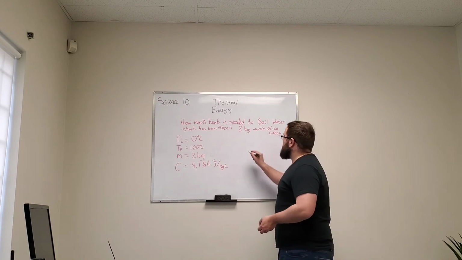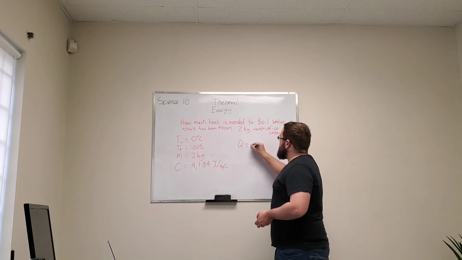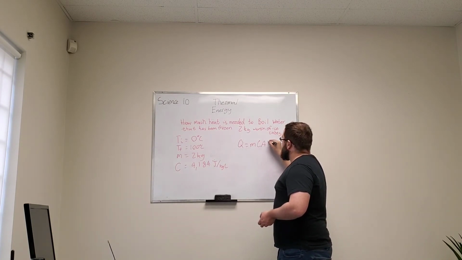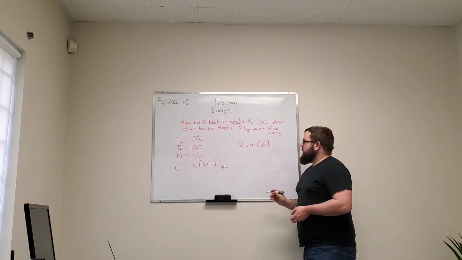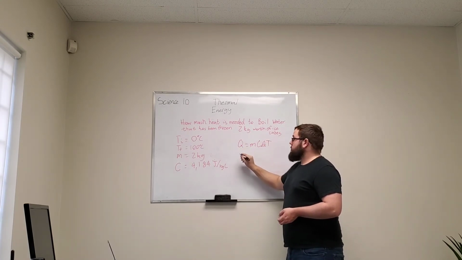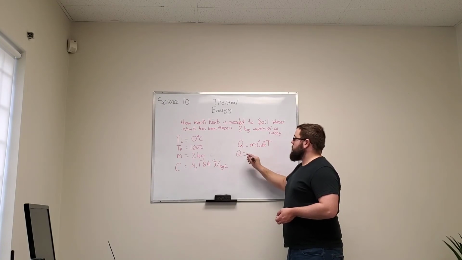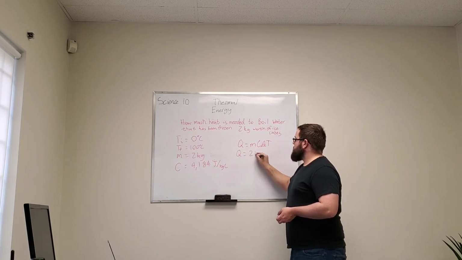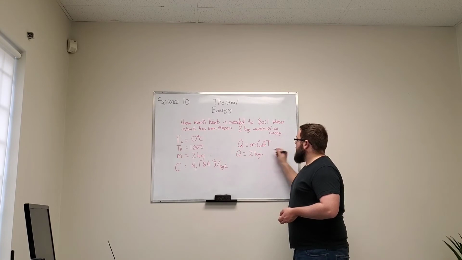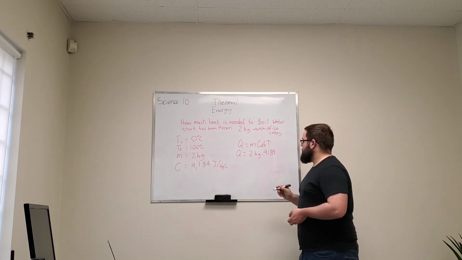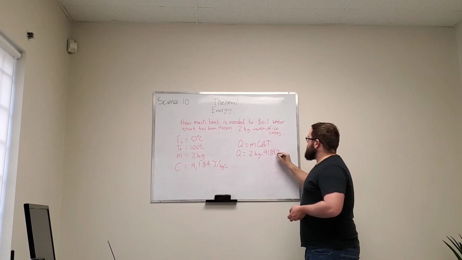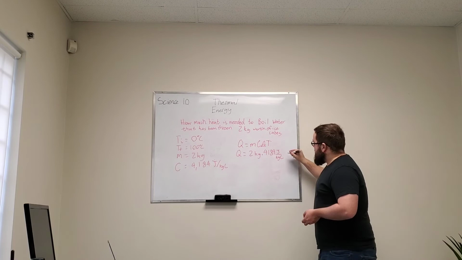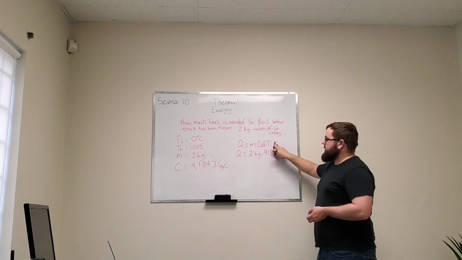So let's write down our formula here. Q equals m c delta T. Okay, and again, we were looking for Q. So Q equals 2 kilograms times 4,184 joules per kilogram Celsius. And we're going to be timing this by delta T.